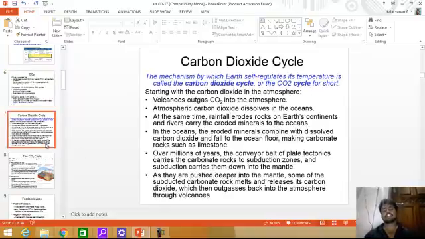Carbon dioxide cycle, that is, the CO2 cycle. The mechanism by which Earth itself regulates its temperature is called the carbon dioxide cycle, or the CO2 cycle for short. Starting with carbon dioxide in the atmosphere, volcanoes outgas CO2 into the atmosphere. Atmospheric carbon dioxide is dissolved into oceans. Similarly, as they are pushed deeper into the mantle, some of the subducted carbonate rock melts and releases its carbon dioxide, which then outgasses back into the atmosphere through volcanoes.